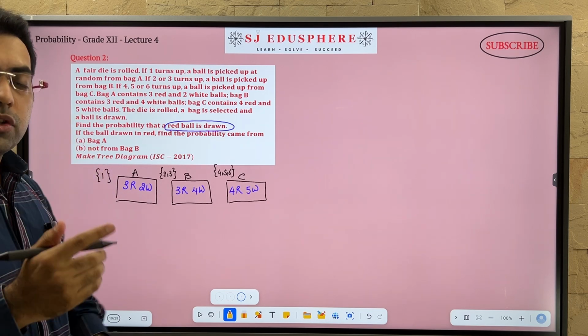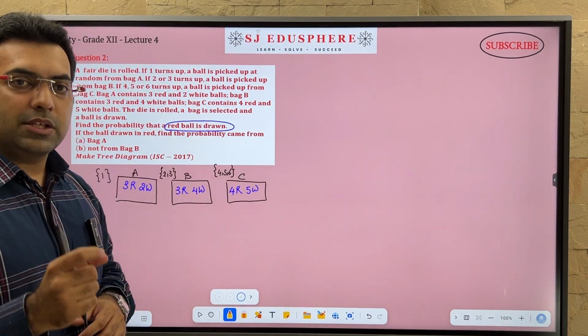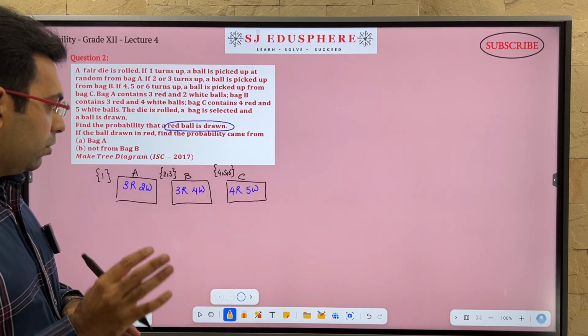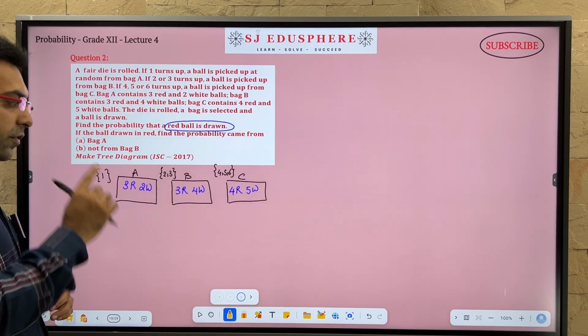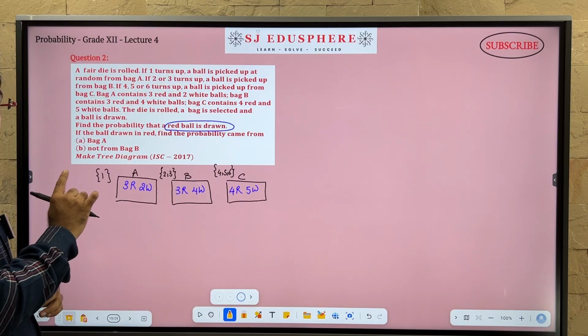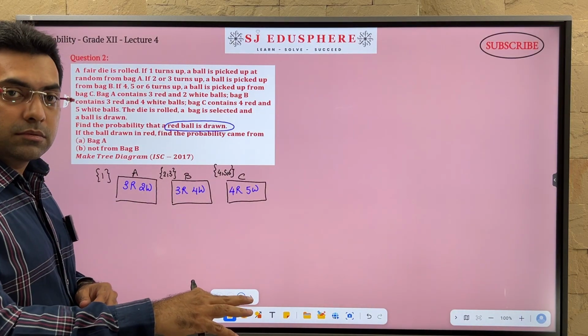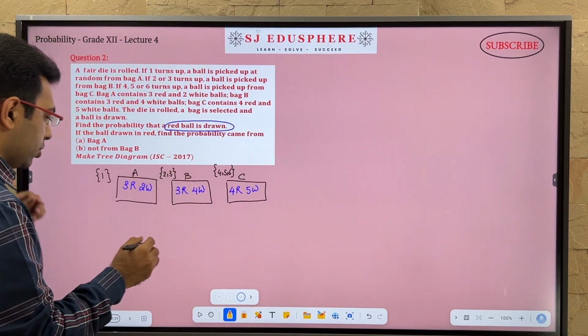Pause. What is your interest area? Your interest area is to get a red ball. Okay? So, please understand what is given to you. You first select the bag and then draw a ball. To select a bag, you first will roll a die. Depending on what you get on the die, you'll select it over here. So what is given to you, students?